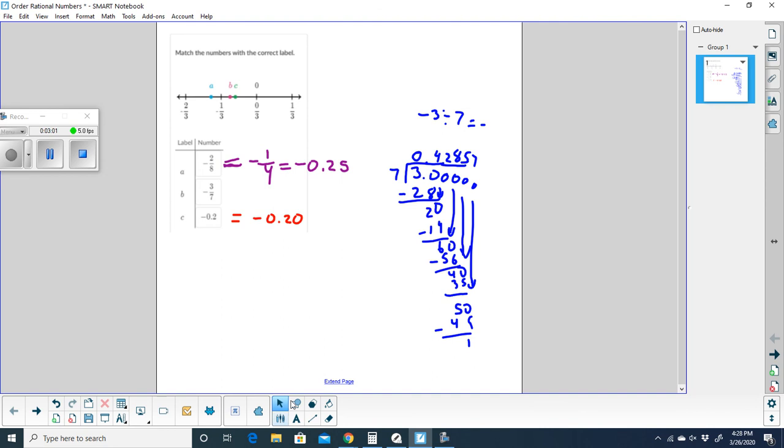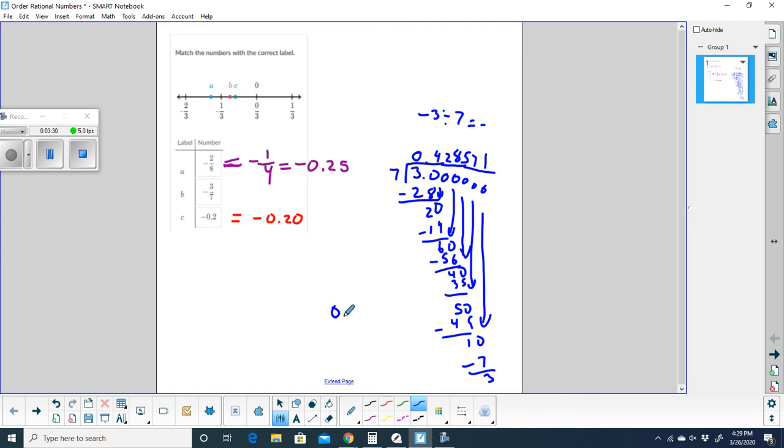So bring down another 0. 7 goes into 10 1 time. 1 times 7 is 7. Remainder is 3. And if I brought down another 0, I'm going to end up back here with 30. So the 4, 2, 8, 5, 7, 1, the 1 repeats. Sorry, not the 1 repeats. The whole thing is going to repeat.